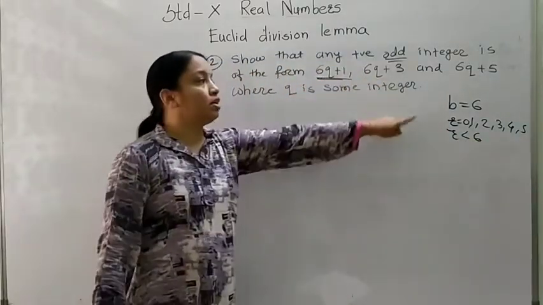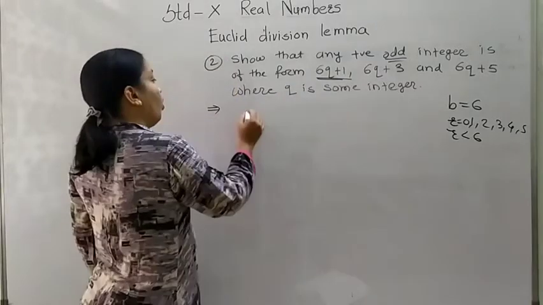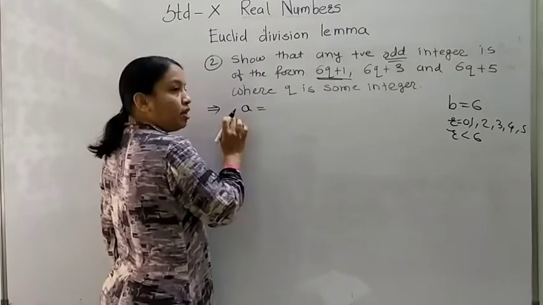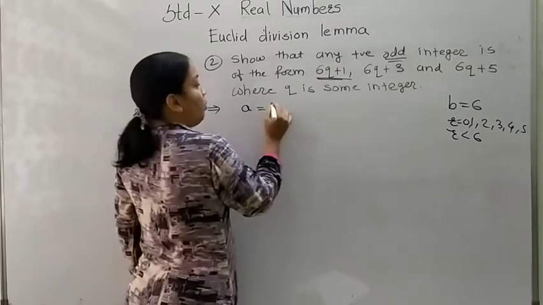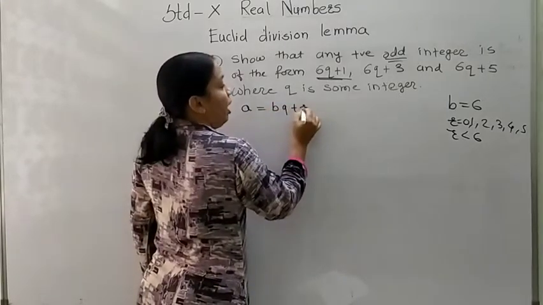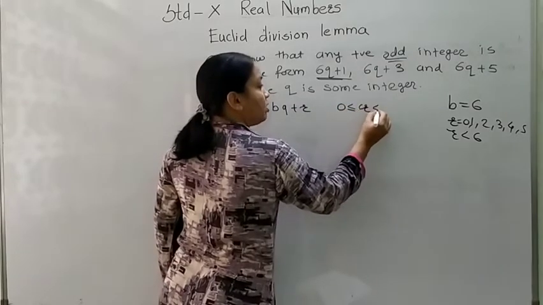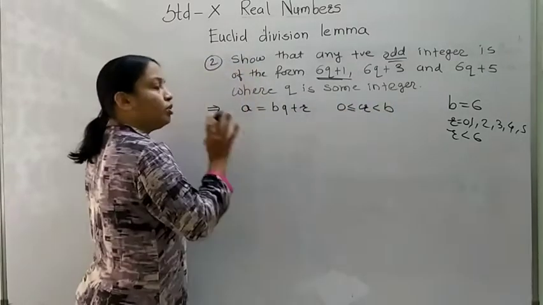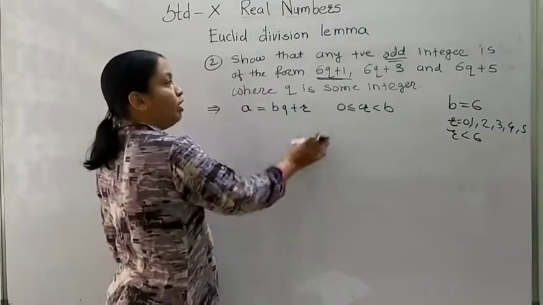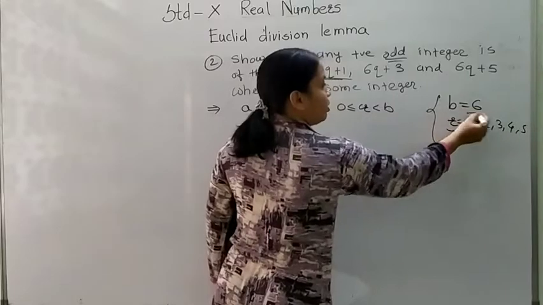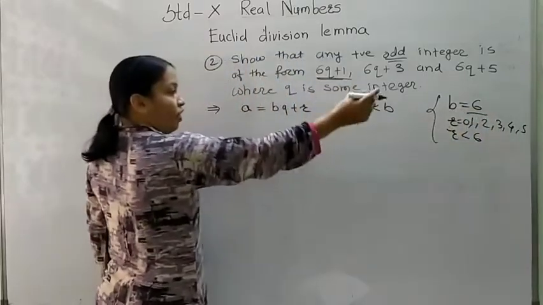According to the condition we are choosing the b. So now according to Euclid division lemma, and this step you should always write, a = bq + r, where 0 ≤ r < b. This you always write. And now according to our condition, what is the condition here? Let b = 6. Therefore r has 5 conditions.